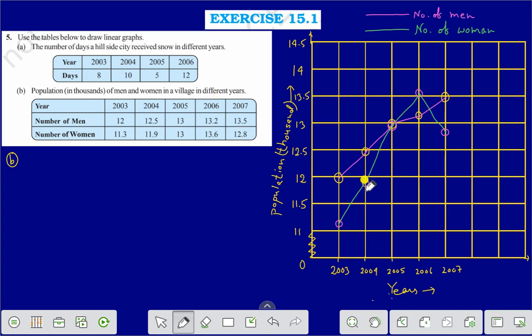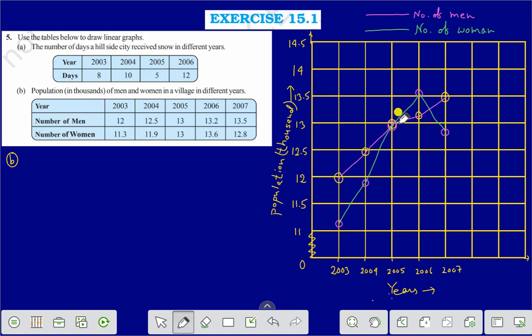In 2006 it is 13.6. This point is 13.5 and this one is 13.6. And in 2007 it is 12.8. This is 12.5, and then 12.8. This is a rough estimate, right? You draw this line, this one, this one, this one and this one, right? This is the number of women. You have drawn these linear graphs.